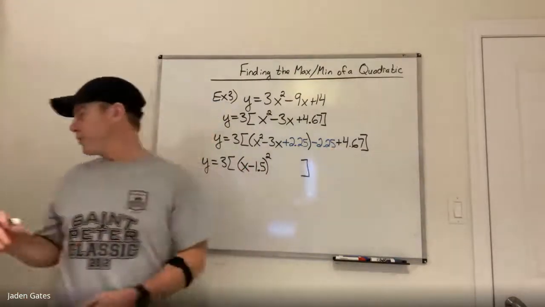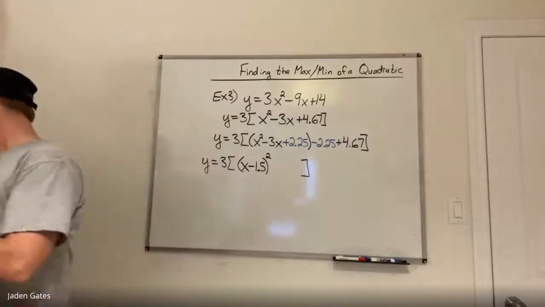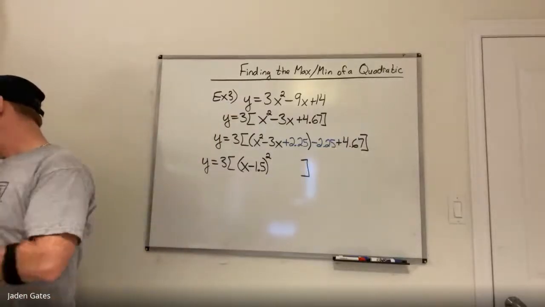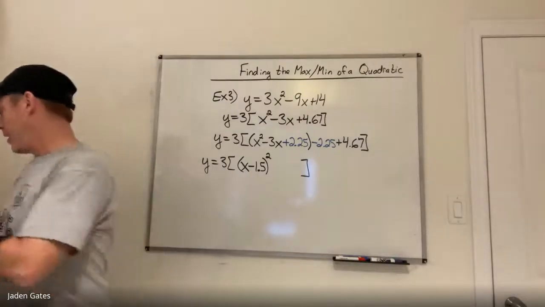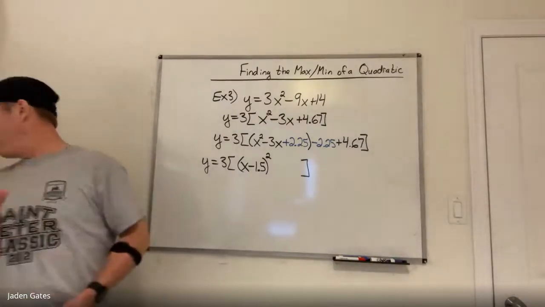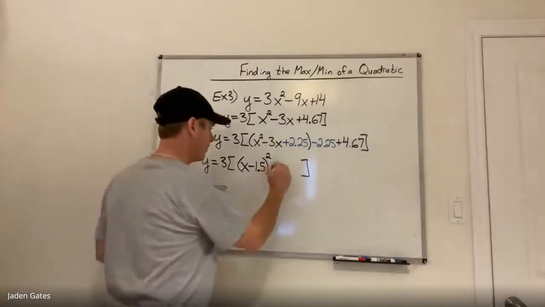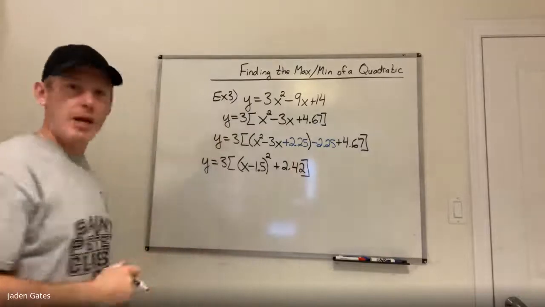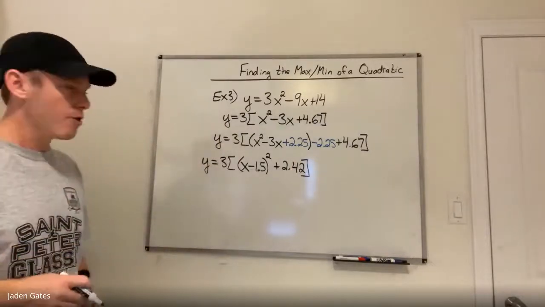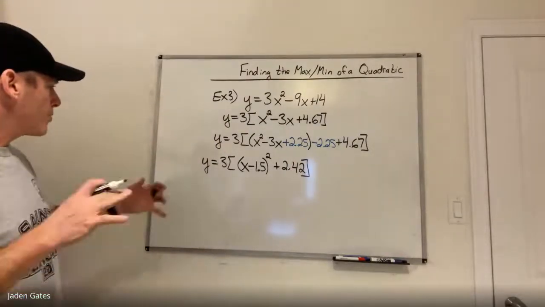So I got some decimals here. -2.25 plus 4.67, I get positive 2.42. So yeah, you can have decimals in here. It's the same process, but it makes it look harder, but it's not. All right, so now I've completed the square.